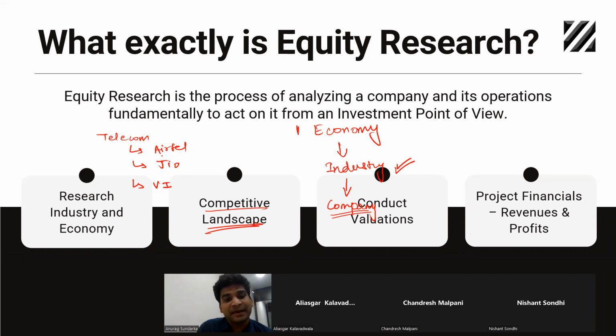So this is a place where competitive landscape might not work out too well. The industry is too competitive in this case. This is exactly what we're trying to understand: what an equity research analyst does. They understand the economy, the industry, the company.